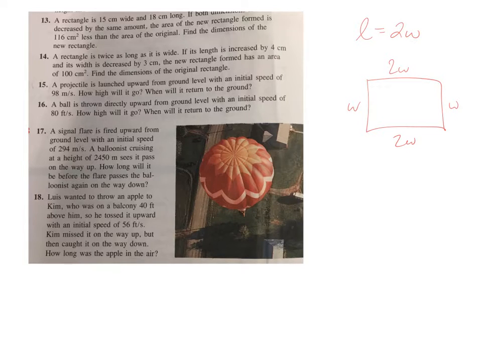Okay? Agreed? I hope. It says next, if the length is increased by 4, so go ahead and do this, please. Tack on the plus 4 here and here. And the width is decreased by 3. The new rectangle has an area of 100. So that's all it becomes.